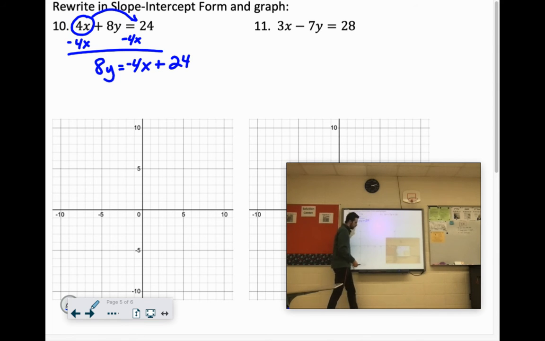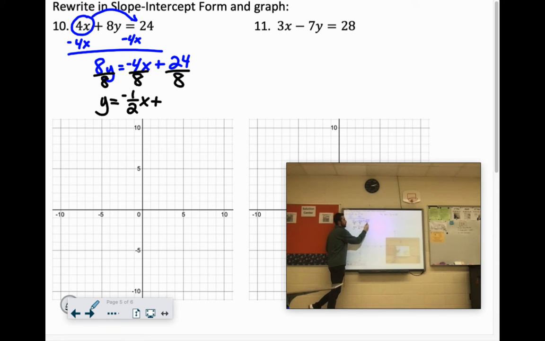And I don't want that 8 there. That means 8 times y. So to get rid of it, we would have to divide everything by 8. Y equals negative 4/8. We're just going to simplify that fraction. That's negative 1/2 x plus 24 divided by 8 is 3. So go 3. And our slope is negative 1/2.